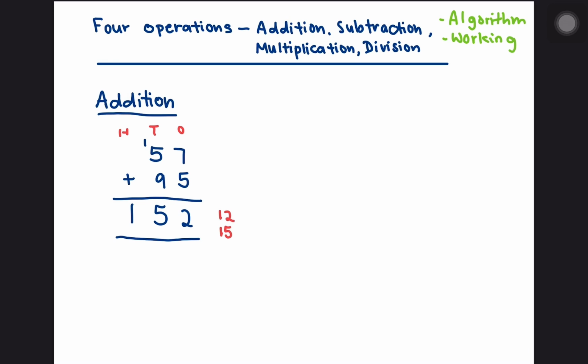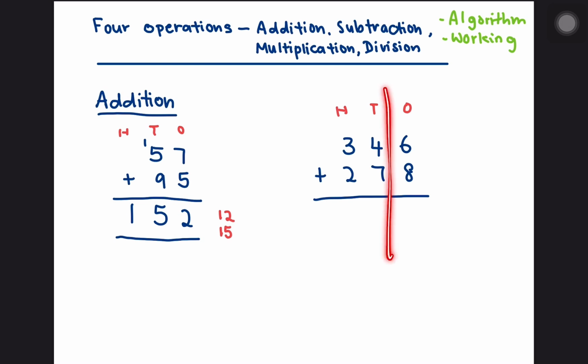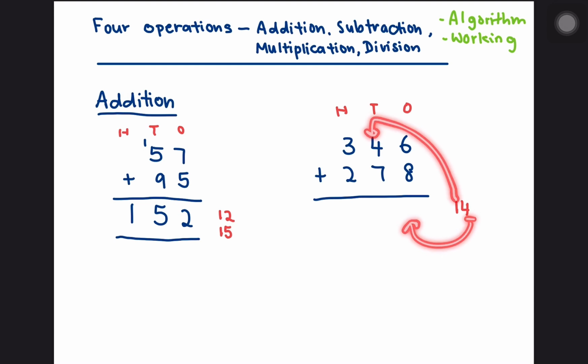Another example, this will be adding a 3-digit number by a 3-digit number. So 346 plus 278. Alright, so you can write your OTH on top again. So step 1, we will add the ones place first. So 8 plus 6 will give us 14. You can write the small 14 behind. So who do you leave behind? We leave the 4 behind. And what do we do with the 1? We regroup to the tens place.